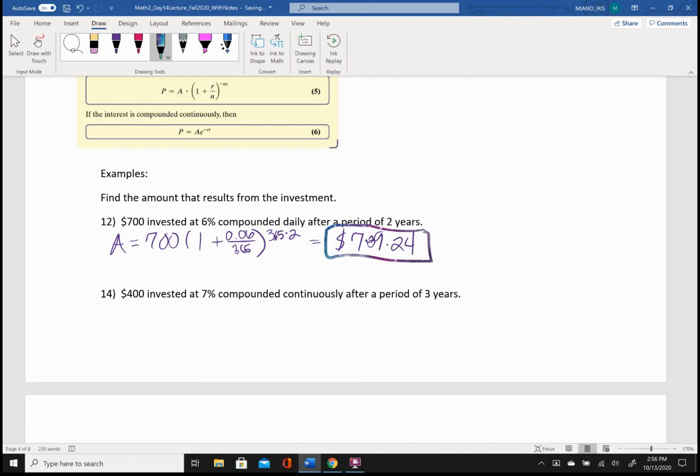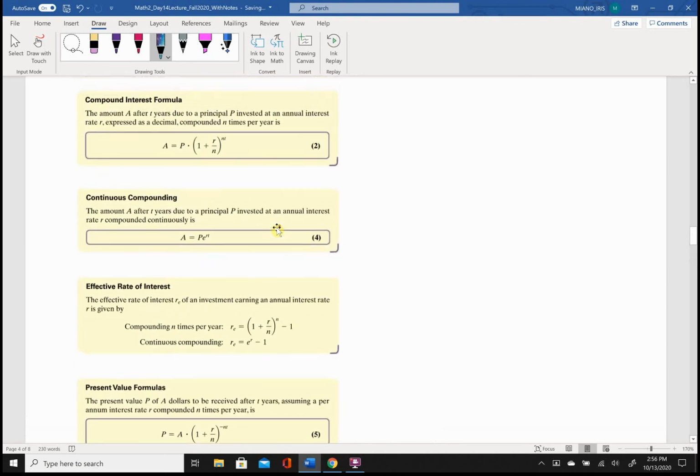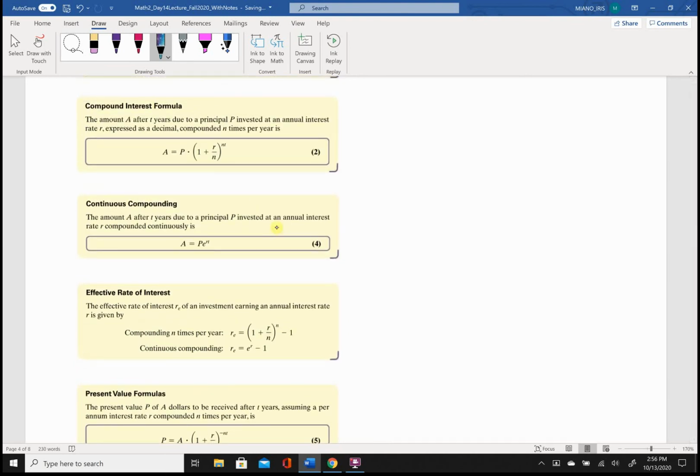Moving on to number 14, we have now $400 invested. That's our P. So we're going to replace that where it was 700 in the previous example. It's going to be 400 now. Instead of 0.06, it's going to be 0.07 because that's the R value. But it's compounded continuously. So we need to use, over the period of 3 years, an entirely different formula. We're going to use this PERT business because that's how we compound continuously.